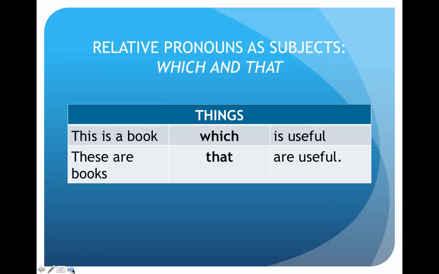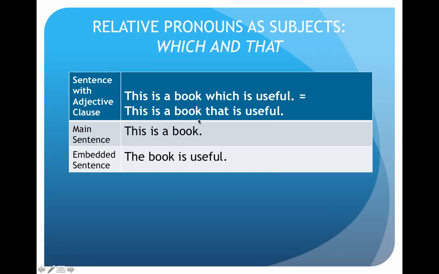Okay, if I use which or that, it's because I'm embedding a sentence about a thing. This is a book which is useful. These are books that are useful. And in these kinds of sentences, the which and the that are interchangeable. It doesn't matter which one I use. In another kind of adjective clause, there is a rule and it makes a difference. But in this kind of adjective clause, no. Which and that are the same.